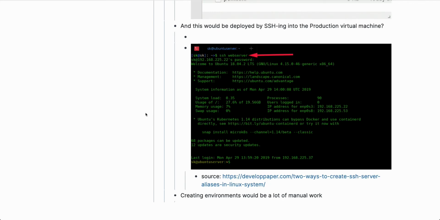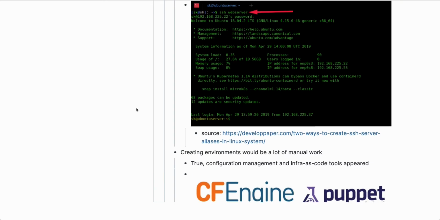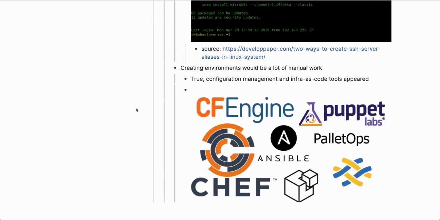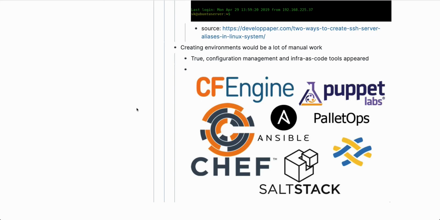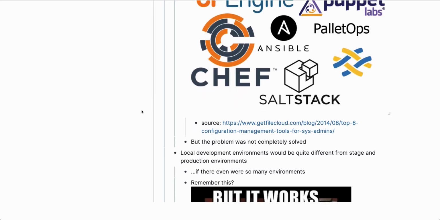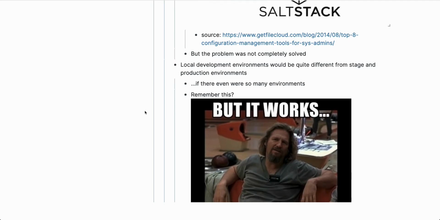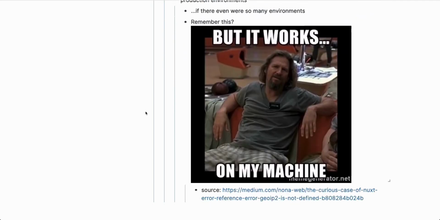This meant that creating environments would be a lot of manual work. And although there were, and there still are, configuration management and infrastructure as code tools like Puppet and Chef and Ansible, they didn't quite solve the problem. So local development environments would be quite different from the stage or production environments, which would make things a bit difficult, especially when it comes to reproducing issues that appear in production. And yeah, the phrase "works on my machine" was pretty common back then.